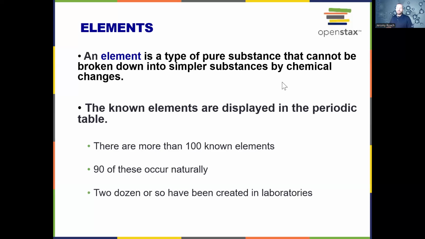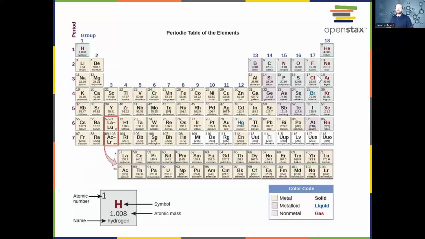Next, we're going to talk about physical and chemical properties. We're going to start with talking about elements, and I'm sure many of you know what the elements are. We refer to the elements on the periodic table. There's more than 100 known elements, and 90 of these are occurring naturally. We've also been able to create elements in laboratories in order to enhance our way of life as humans.